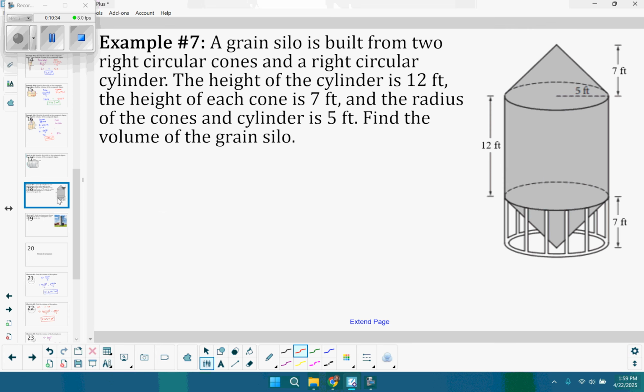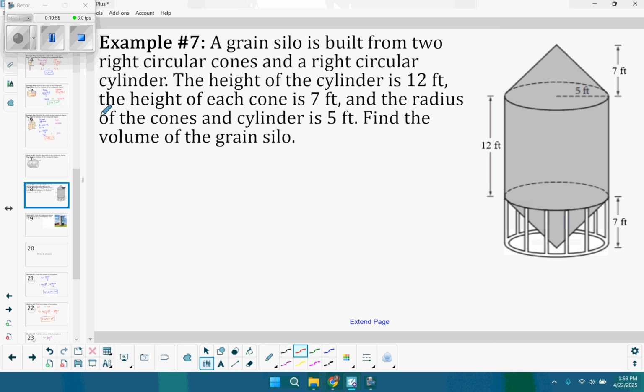It's also possible for us to have more of a word problem with these. So a grain silo is built from 2 right circular cones and a right circular cylinder. The height of the cylinder is 12 feet, the height of each cone is 7 feet, and the radius of the cones and cylinder is 5 feet. Find the volume of the grain silo.